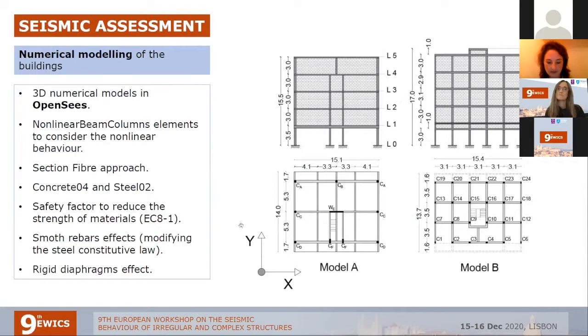The numerical modeling was carried out in OpenSees. We defined the 3D numerical models. We considered nonlinear beam-column elements to simulate the nonlinear behavior of the structure. We used the fiber section approach, and we used the Concrete04 and Steel02 materials in OpenSees. We also used different safety factors according to Eurocode 8 to reduce the strength of the materials. We also considered the smooth rebars effect by modifying the steel constitutive law. And since the buildings are of reinforced concrete, we also considered the rigid diaphragm effect.